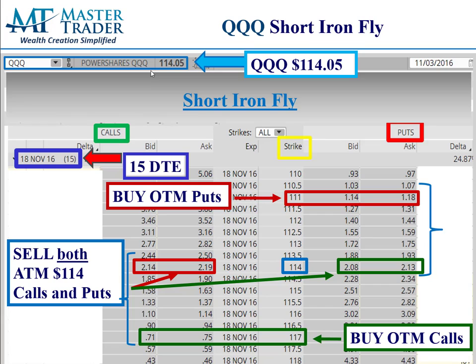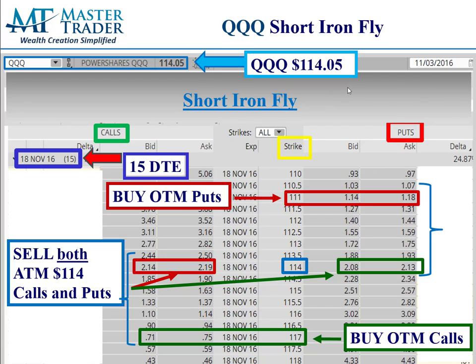So let's take a look at our QQQ quote screen here to show you how you would put this trade on. Trading at 114.05, so 114 is our at the money strike. We have 15 days to expiration in this example. So we're going to do our short straddle, selling the at the money call and the at the money put. Then we're buying an out of the money put for protection and an out of the money call for protection. We load all four of these up into one order called a short iron fly in your software.